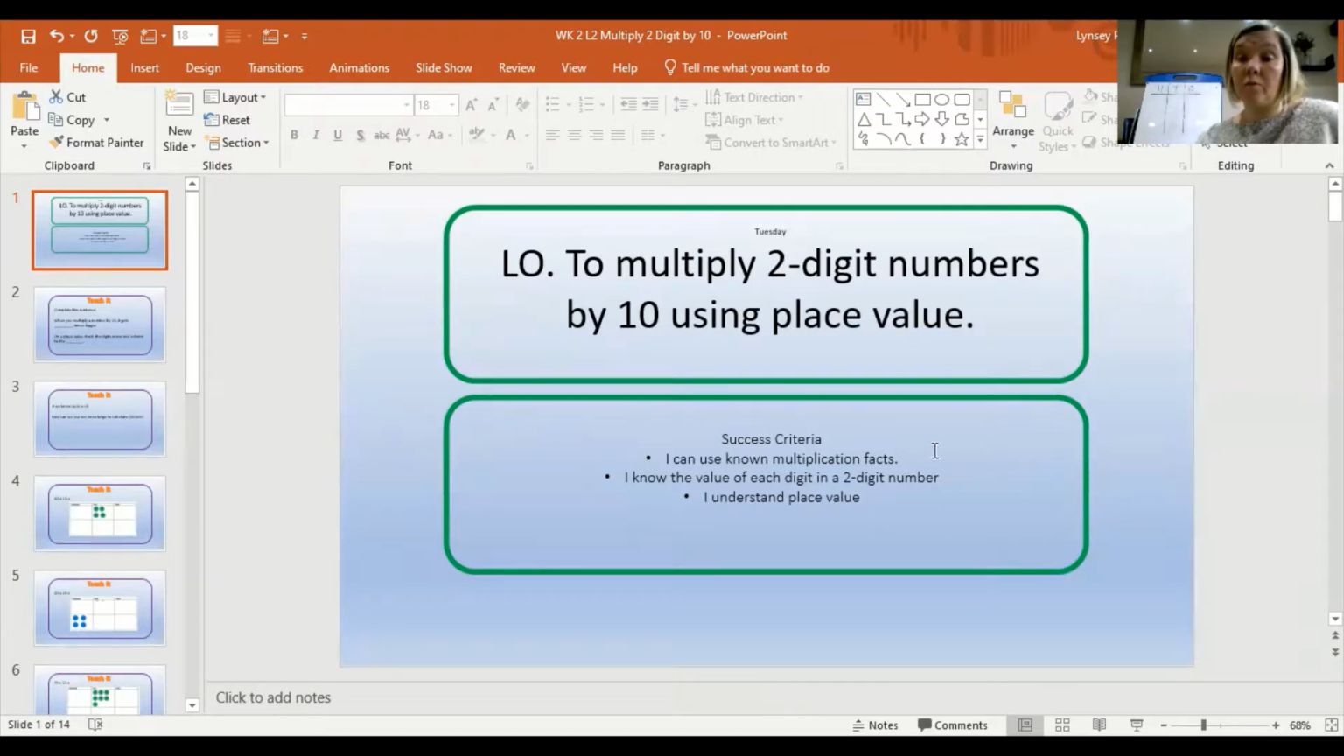Because you need to know your multiplication factors. You need to know the value of each digit in a two-digit number. And that means you understand place value. If you're thinking about the hack that you know, that's not going to help you if you can't talk about your answer. Okay?